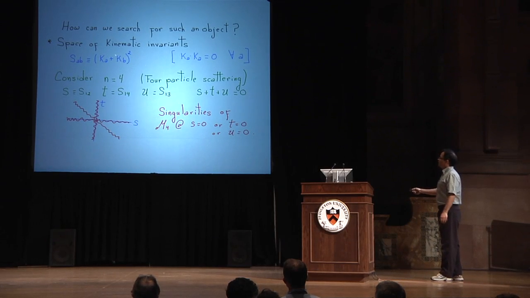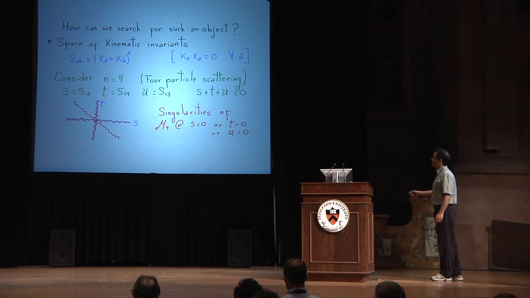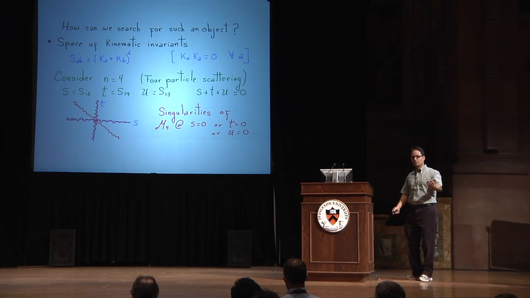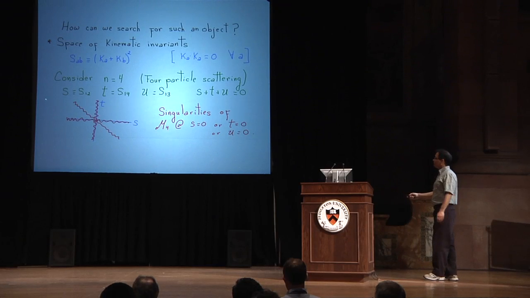So the kinematic invariants are the following: s_ab, these are the usual Mandelstam variables, the sum of the momenta squared. They are all null vectors. As I said, we're going to be dealing with massless particles. And now we consider 4 particles. If you don't know what you're doing, you always start with 4 particles. Now, the Mandelstam variables are s, t, and u. They satisfy this constraint.